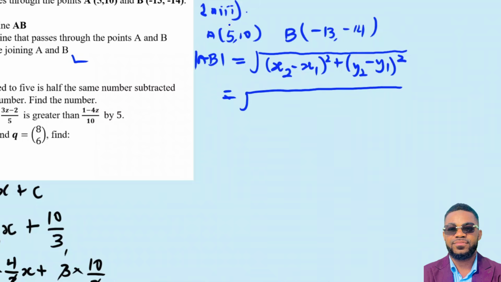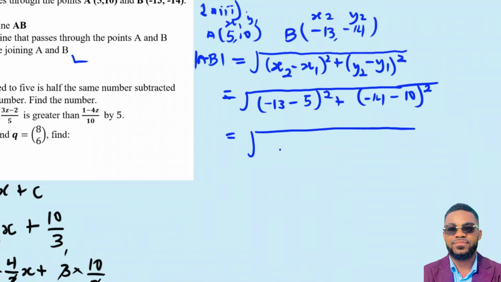So now we know that this is x1, y1, x2, y2. So x2 is going to be -13. So we have -13 minus x1, which is 5, all squared, plus y2, which is -14, minus y1, which is 10. Remember to square it according to the formula. So now we're going to get the root of -13 minus 5, which is -18, so we have -18 all squared plus, this is also going to be -24 all squared. So that is what we have.